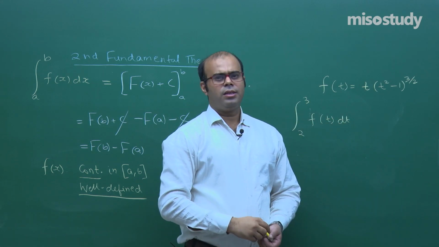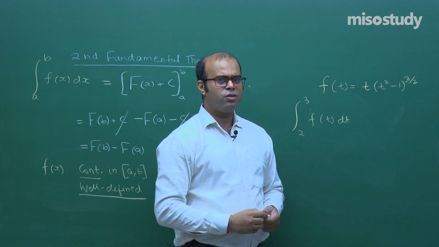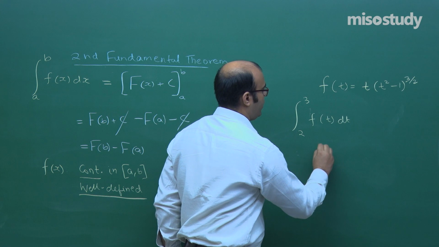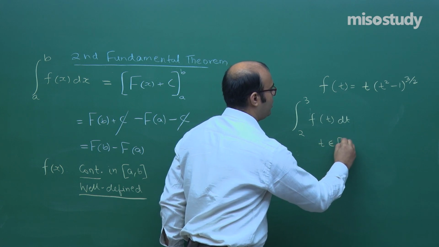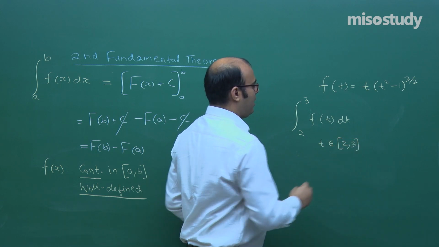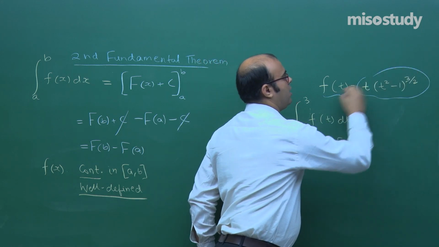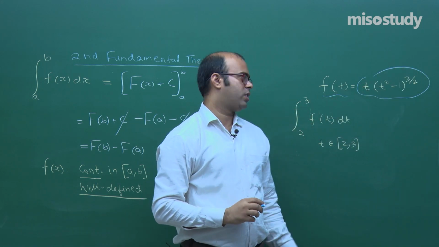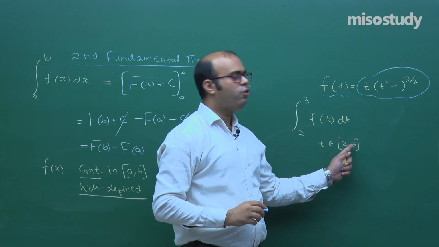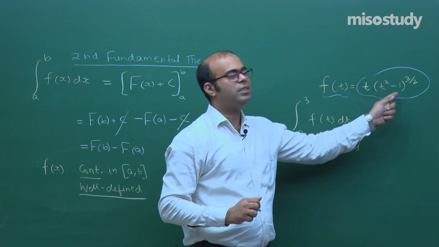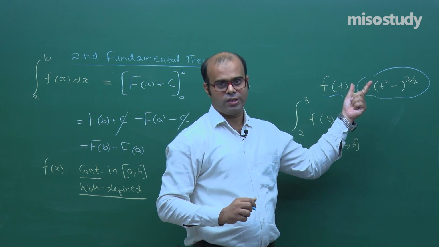Can we do that? Yes, here we can do that. There is no problem with that, because when t belongs to (2, 3), we can say that this function, this is f(t), is well defined and continuous. So if we put a value from 2 to 3 in place of t, here we will see that this is well defined and continuous.